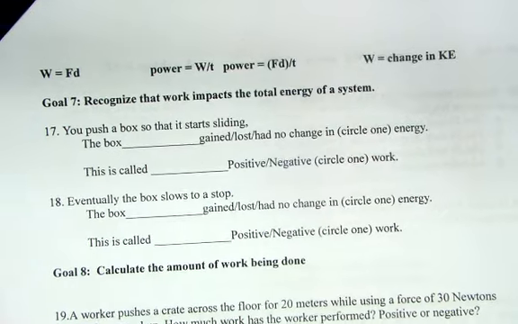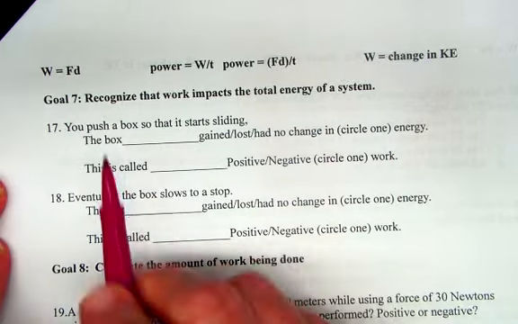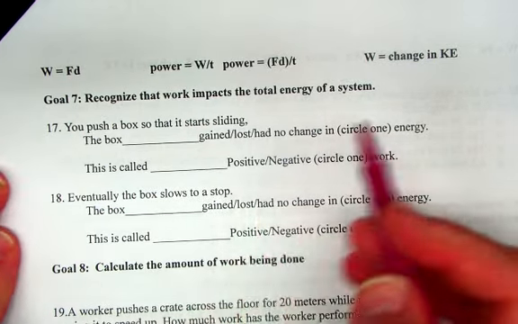This video is going to show you how to do goals 7 through 10. The first goal, goal 7, asks for you to understand how work impacts the total energy of a system.